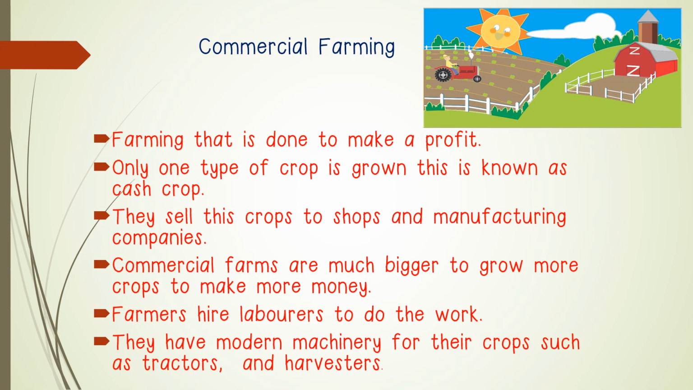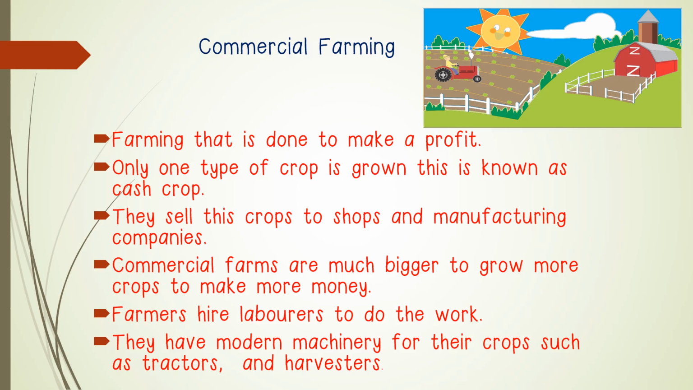Based on the video, we can now see the difference between subsistence and commercial farming. Commercial farming is farming that is done to make a profit. So you want to make money out of your farm. That is what the commercial farm is for. So you're not just farming for yourself or for your family. You are farming to sell to companies and big corporations so that you can make money from them.